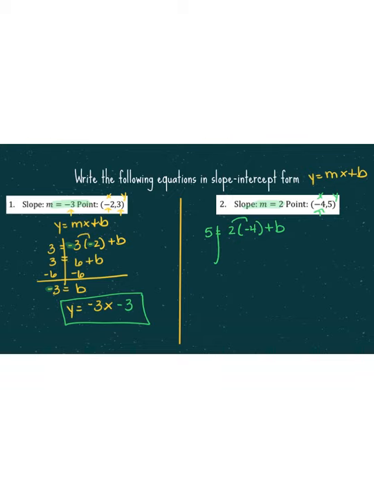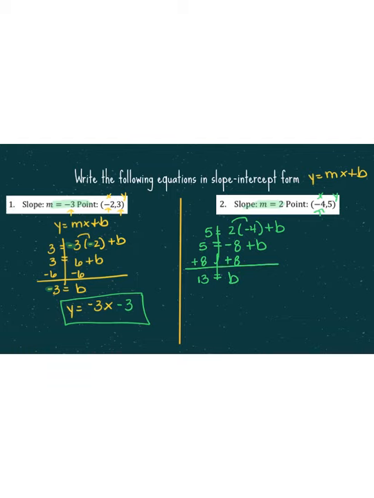Okay, and I'm going to distribute that 2 to the -4, and I get -8 plus b equals 5. To get rid of that -8, I'm going to add 8. So plus 8 on this side. By plus 8 on the right side, I'm also going to plus 8 on the left side. Okay, 5 plus 8 is 13, so 13 equals b.